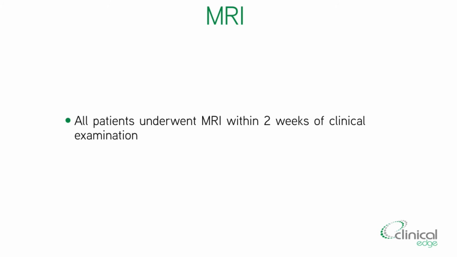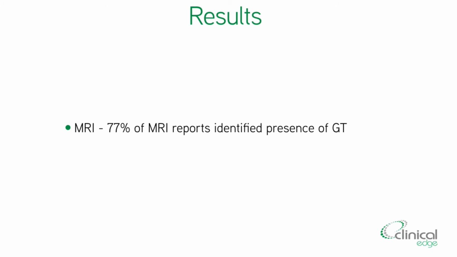They then had MRI within 2 weeks of the clinical examination. They compared the results. So in MRI, 77% of the MRI reports identified the presence of gluteal tendinopathy.